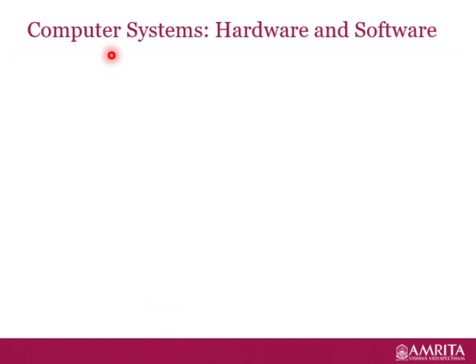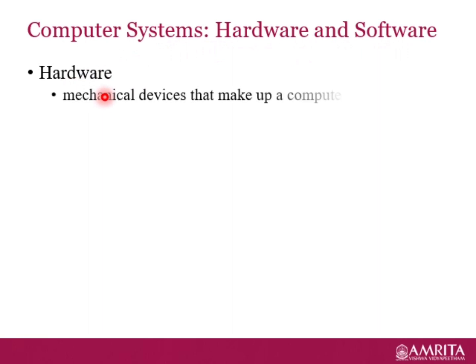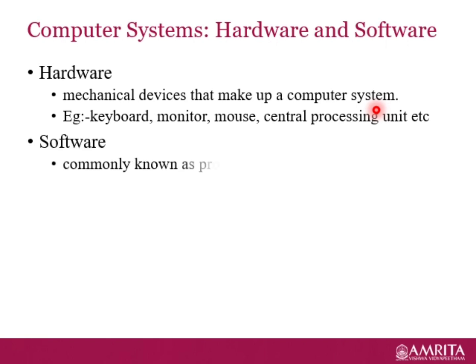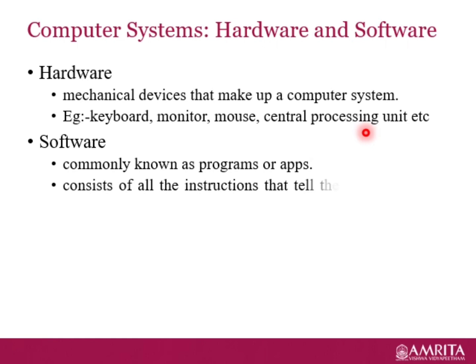I already mentioned that a computer system is a combination of a set of hardware devices as well as software entities. Now we can go through those in detail. The term hardware is used to specify those mechanical devices that make up a computer system. It can be anything like a keyboard, monitor, mouse, a central processing unit, etc. And the term software is used to specify all the programs or apps. It consists of all the instructions that tell the hardware how to perform a task.